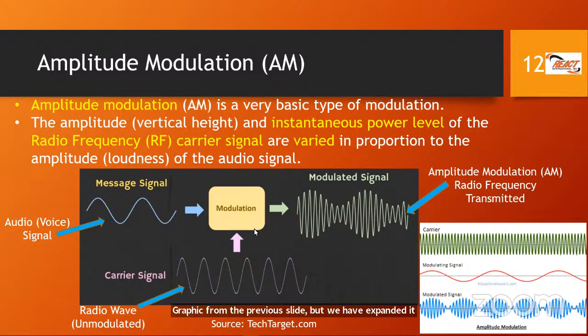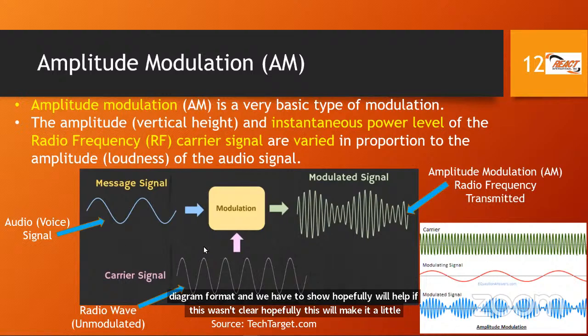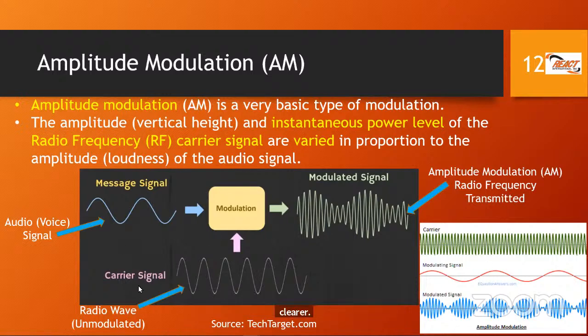And hopefully this will help. If this wasn't clear, hopefully this will make it a little clearer. Now we do have a definition here, part of which will be on your exam as well. But let's talk about the diagram a little bit. So what are we trying to achieve? We are trying to speak into a microphone and get our signal out via an antenna so that we could speak around the world to another amateur radio operator.